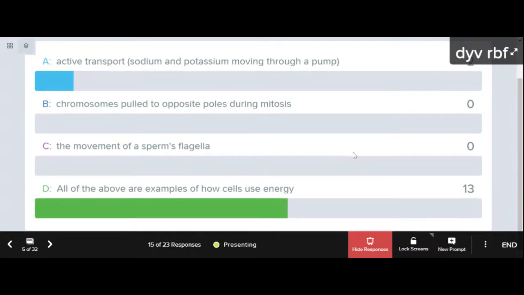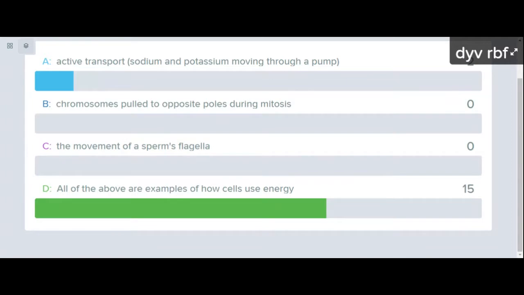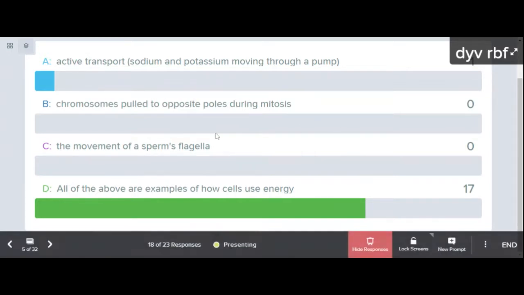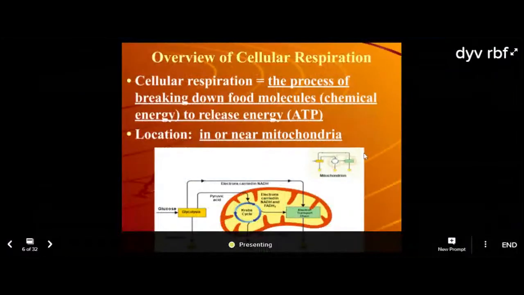All of the above, movement of a sperm's flagella, chromosomes being pulled apart, active transport, all of those things, guys, anything. My mouth moving has a lot of mitochondria around it for the cellular respiration. It's got a lot more than most areas, probably.